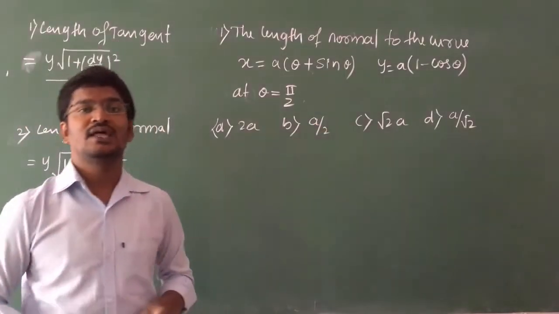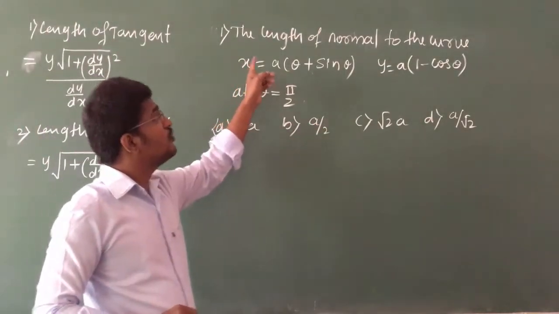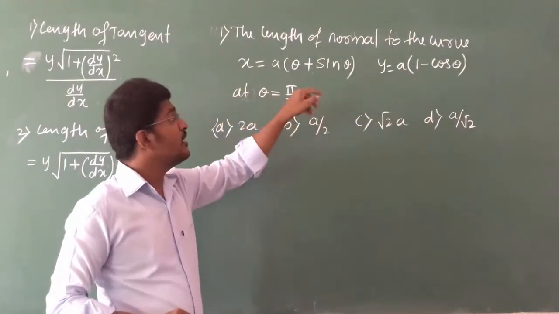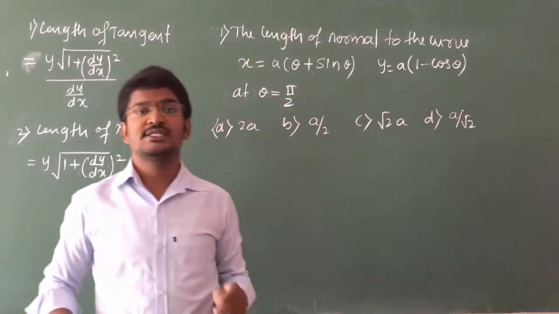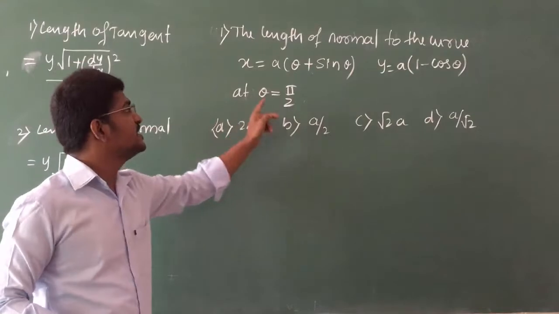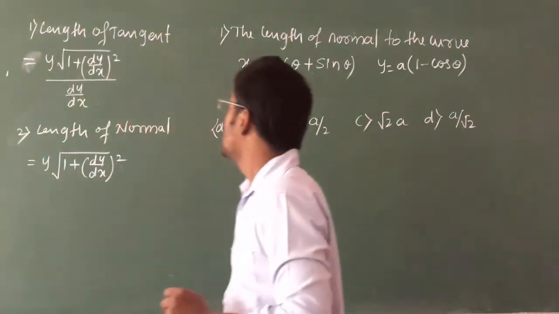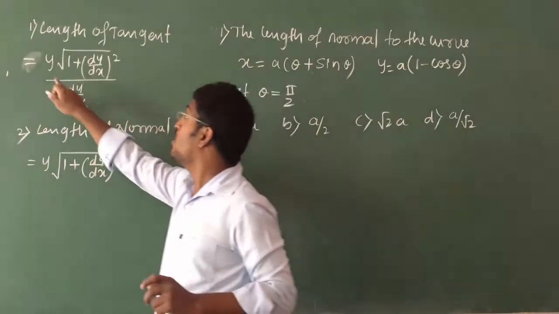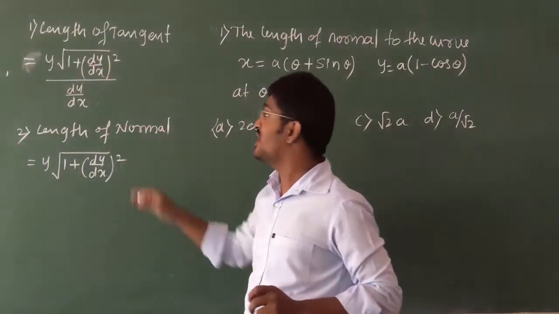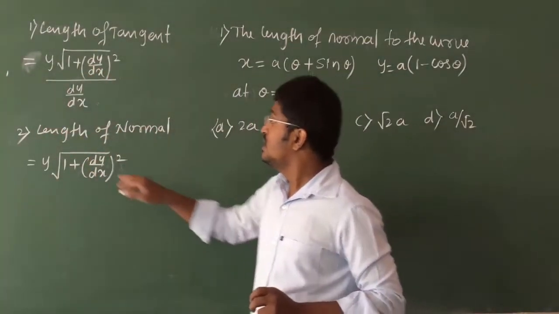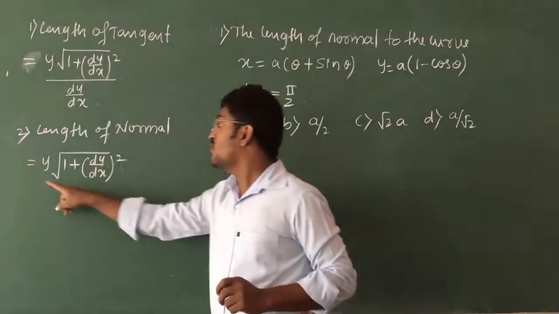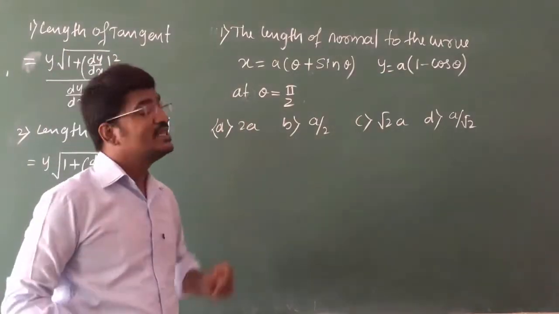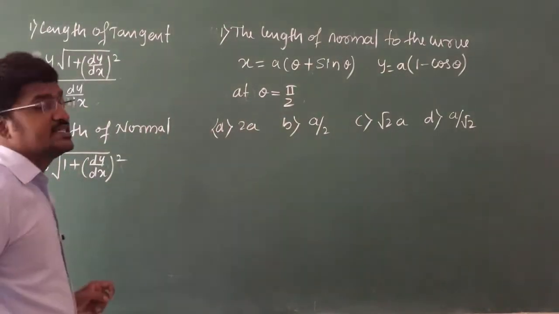Okay students, now let us go for the length of the normal to the curve x equal to a theta plus sin theta, y equal to a 1 minus cos theta at theta equal to pi by 2. So here you can see the length of tangent is given by the formula y into root of 1 plus dy by dx whole square divided by dy by dx. The length of normal is given by y into root of 1 plus dy by dx whole square. So here you need the length of normal, that is the second formula.